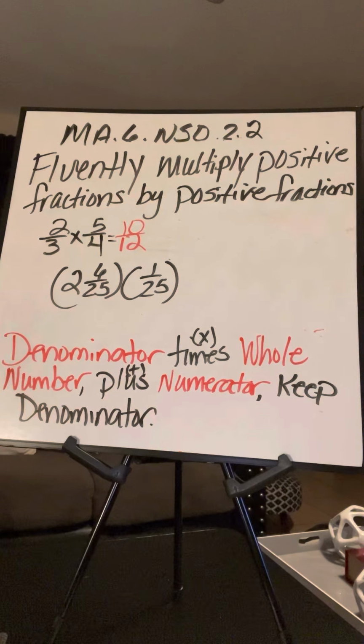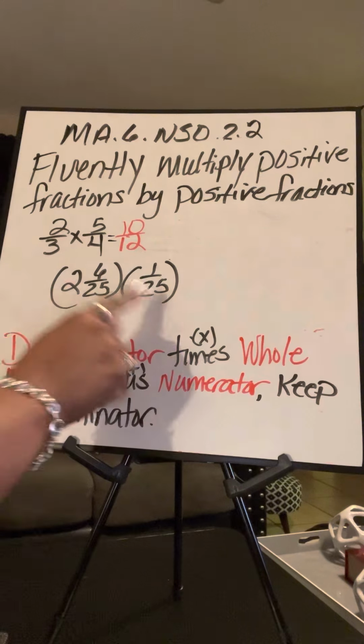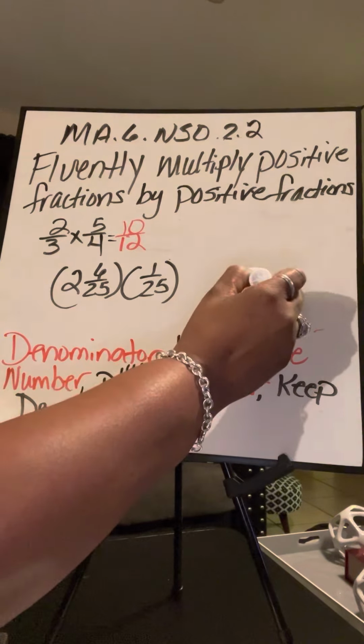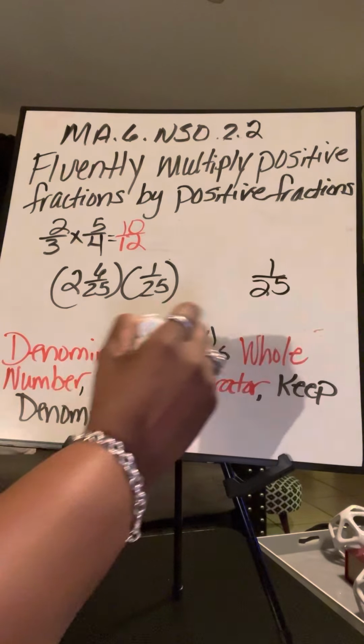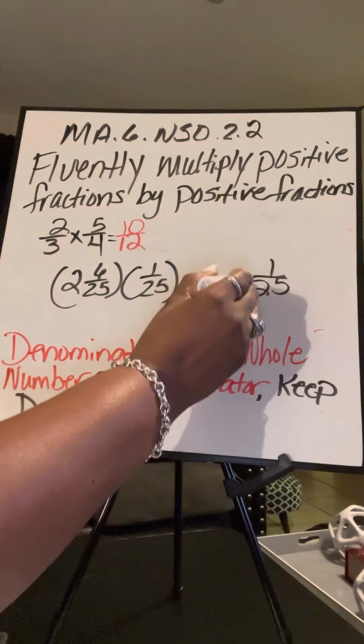Now, when we have a mixed number that is being multiplied by a fraction, we cannot do that. We have to have them look the same. So because this is a mixed number, I have to have it look the same as this fraction. So I know that this fraction is going to stay the same. So it's going to be 1/25. And then I'm going to multiply it.